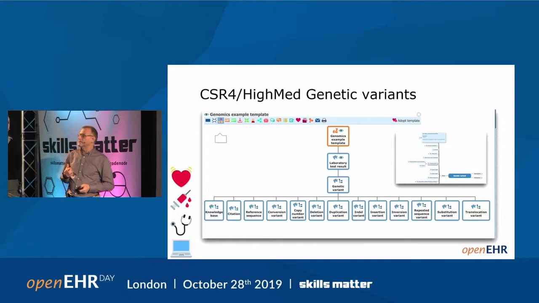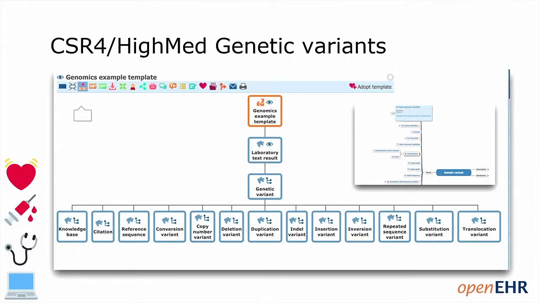The second project has come out of a collaboration between a Sardinian research team, CRS4, and the HiMed project that I think Tomáš talked about earlier, where they were looking at genetic variants. So this, again, is not just the DNA sequencing, but it's trying to identify things that are different and are clinically or potentially clinically meaningful.